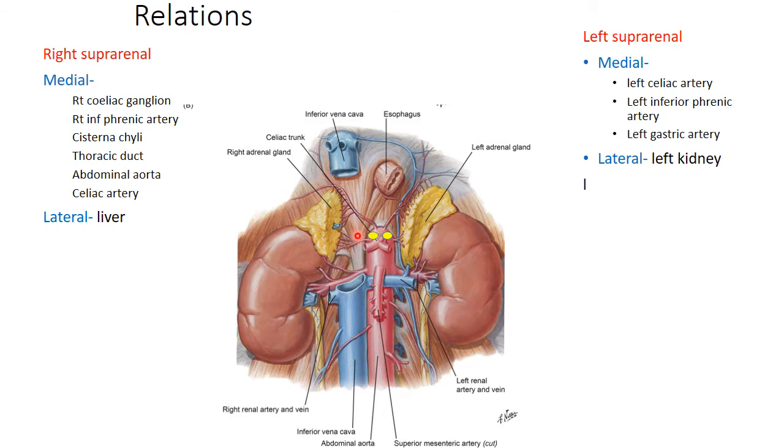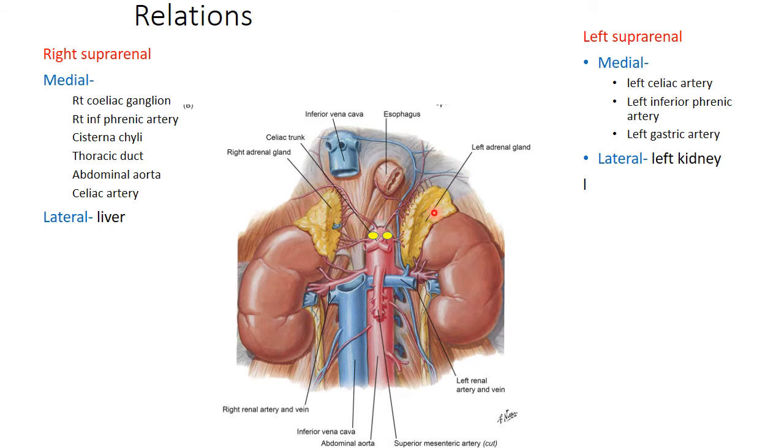Then cisterna chyli. Cisterna chyli will be placed posterior to the right crus of the diaphragm, just on the right side of the aorta. So cisterna chyli will be related. Then the medial edge of the abdominal aorta will also be related. Celiac trunk will also make relation with the medial border of the right suprarenal gland. Lateral border, as we have seen in most of the relation over here, it is going to be related with the liver.